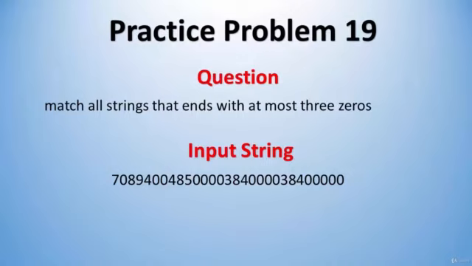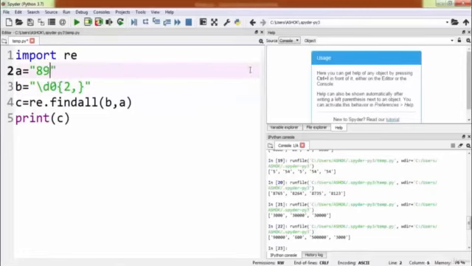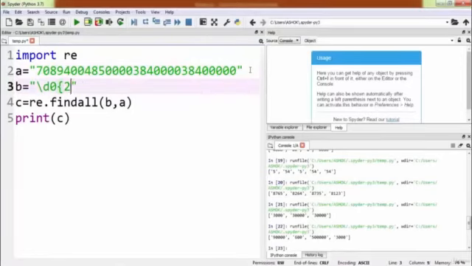The next question is we must find all the strings that end with at most 3 zeros. First I will copy the input. A string should end with at most 3 zeros, that is the maximum occurrence is 3. For that {,3} is the quantifier. \d will match a single digit. So this permits a digit followed by at most 3 zeros.